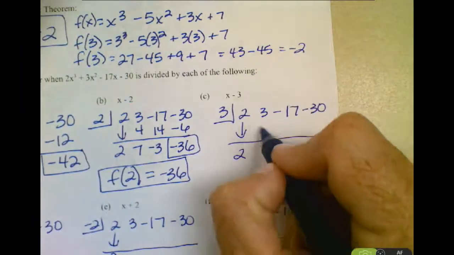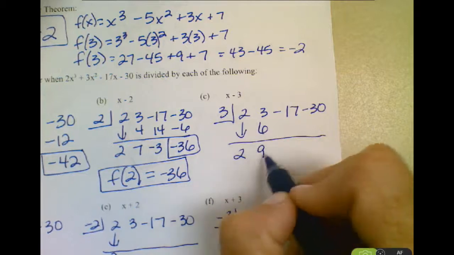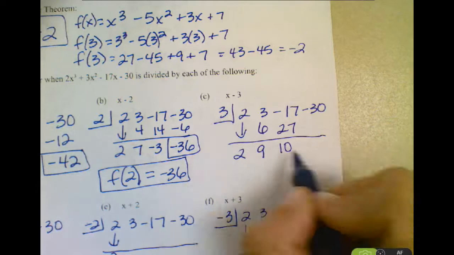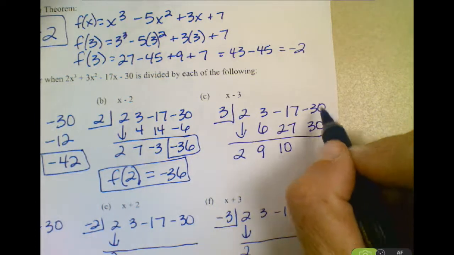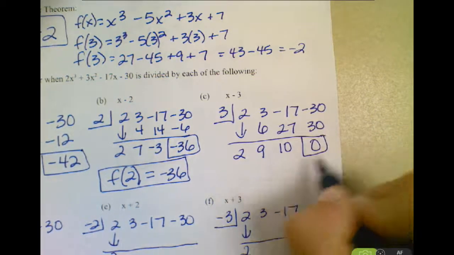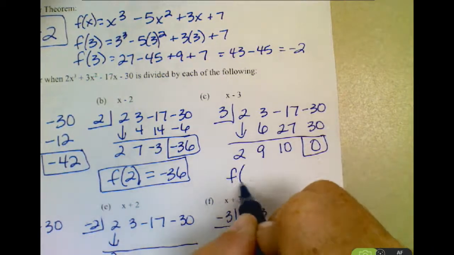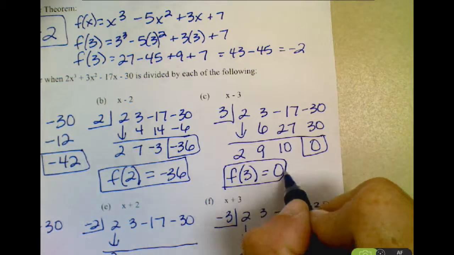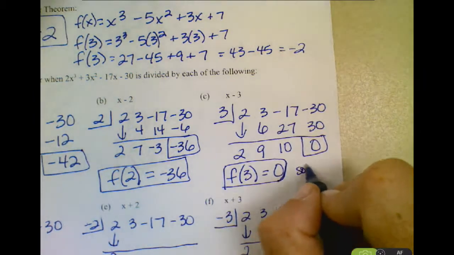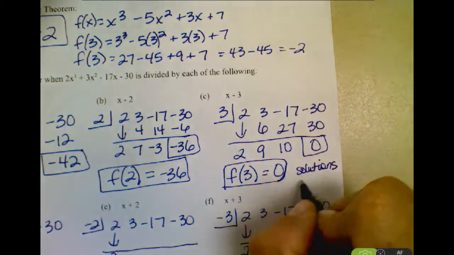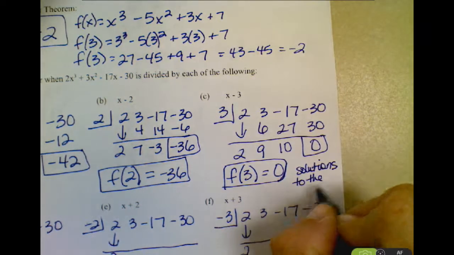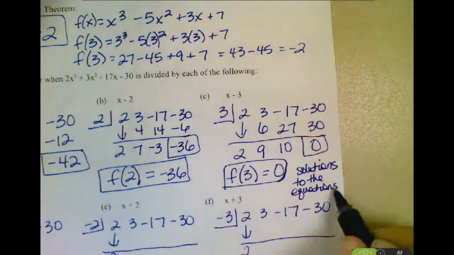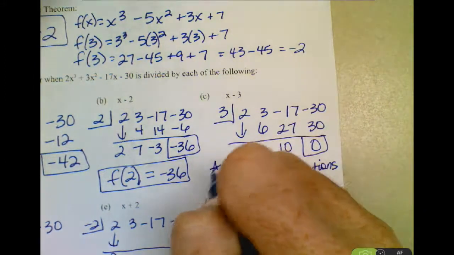Moving on, 3 times 2 is 6. 3 plus 6 is 9. 9 times 3 is 27. Negative 17 plus 27 is 10. 10 times 3 is 30. Oh, negative 30 plus 30 is 0. This tells me for this function, when x is 3, I have a resulting answer of 0, which tells me this will be one of my solutions, or one of my zeros. That will come back to us when we are graphing. Okay, so this is a good one.